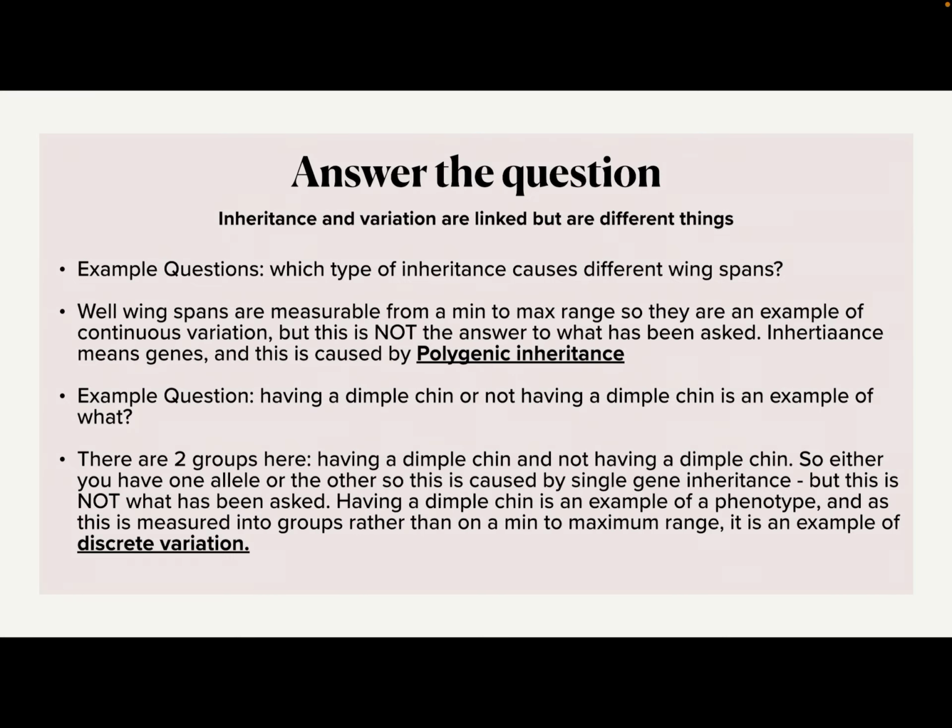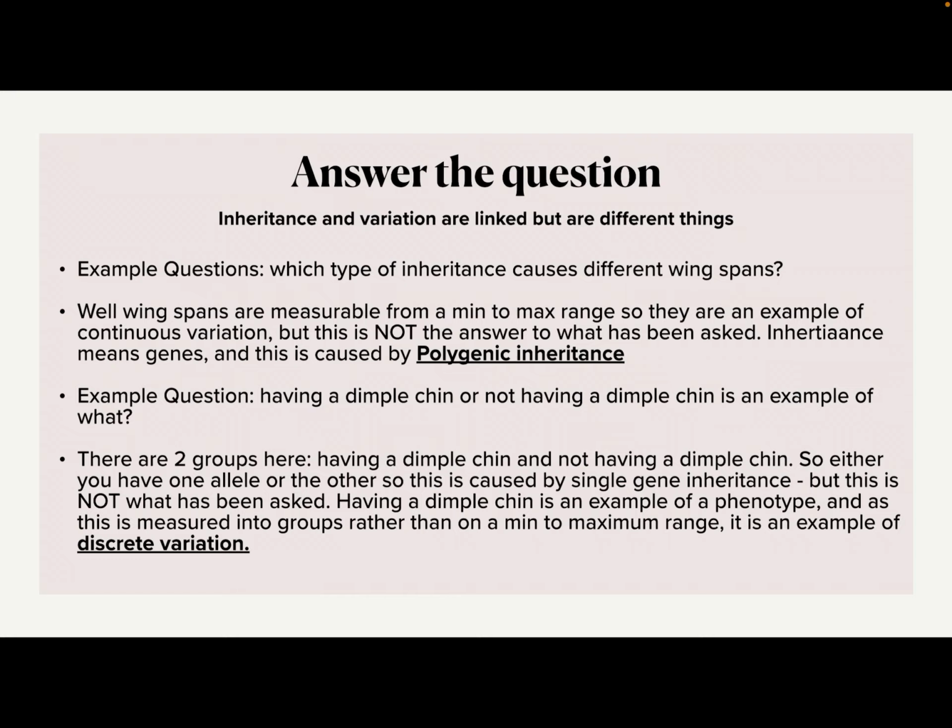Now it's really important you answer the question. Pupils often mix these up if you're being asked about inheritance or being asked about variation, because the two are linked. You have to remember that single gene and discrete variation go together, and you have to remember polygenic inheritance and continuous variation go together. But you need to be clear in a question. Is it asking about the type of inheritance or is it asking about the type of variation?